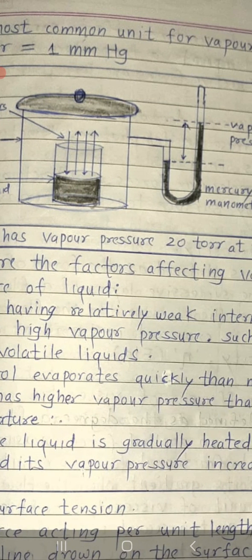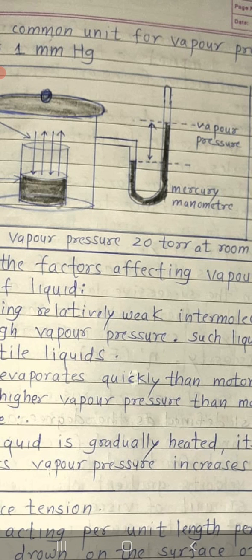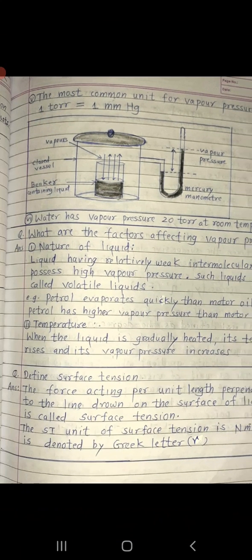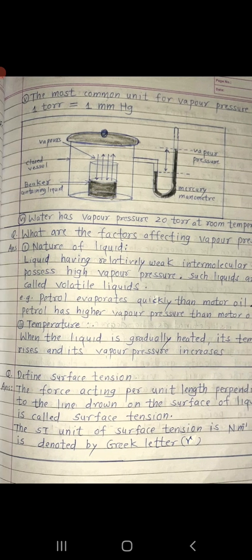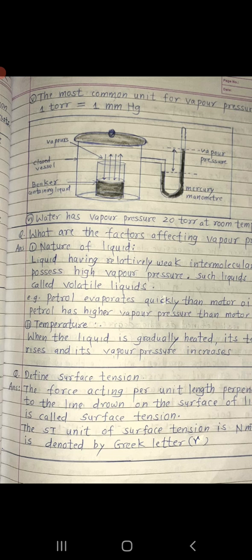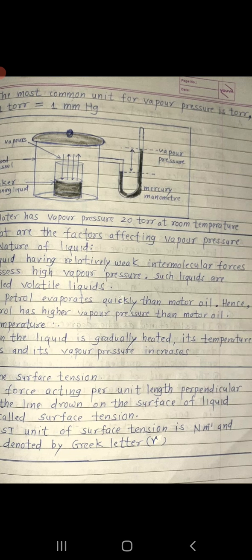So the side tube contains mercury. यहाँ पर mercury दिया हुआ है. इनिशियल लेवल मर्क्यूरी की डॉट डॉट से दिखाई है, लेकिन जब लिक्विड का वेपराइजेशन होता है तो मर्क्यूरी की लेवल राइज होती है और एंड पॉइंट और इनिशियल लेवल के बीच जो होता है उसे कहते हैं वेपर प्रेशर. So this is vapor pressure, and water has vapor pressure 20 torr at room temperature. What is the vapor pressure of water at room temperature? 20 torr.